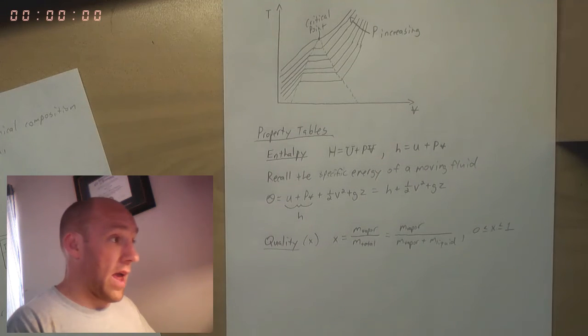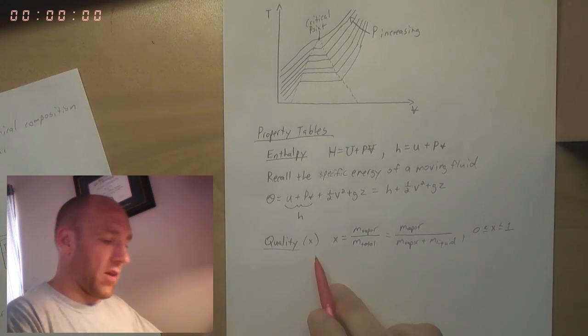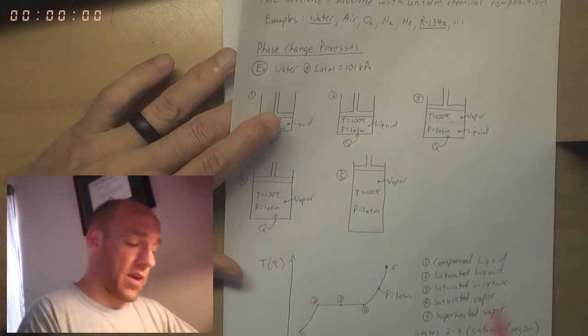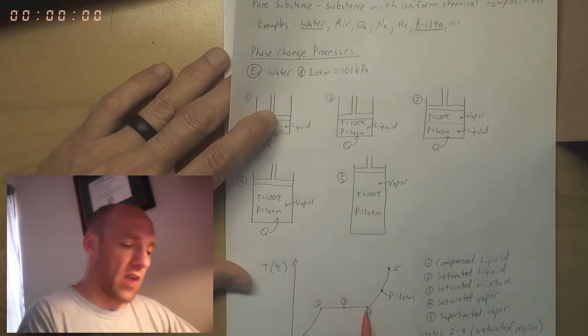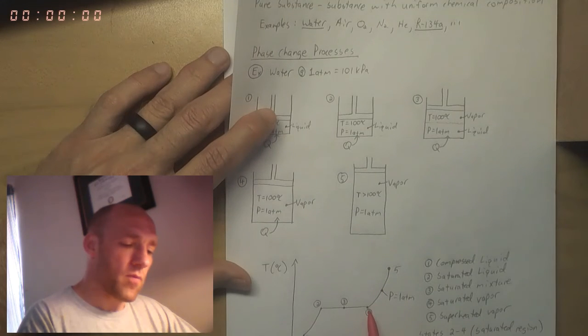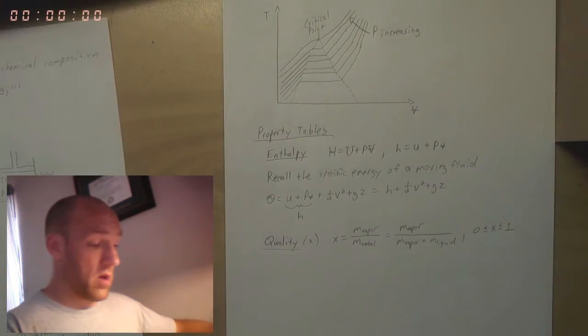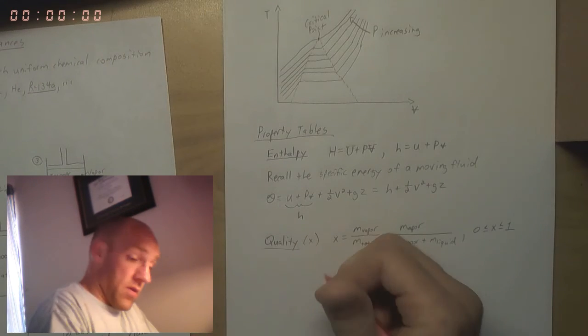Okay. And from this definition, you can tell that quality is only defined in the saturated region, right? You could say that quality is 0 in the compressed liquid region, and quality is 1 in the superheated region, but that's not necessarily a useful thing. The quality is really only defined between points 2 and 4 here, the saturated region. Okay.